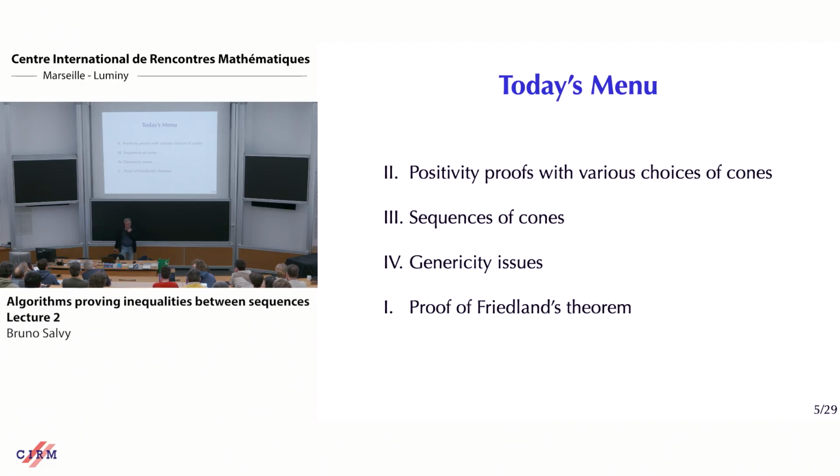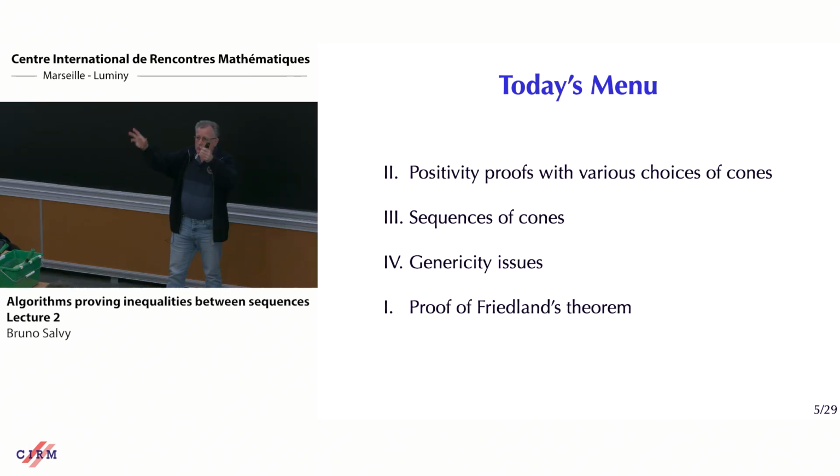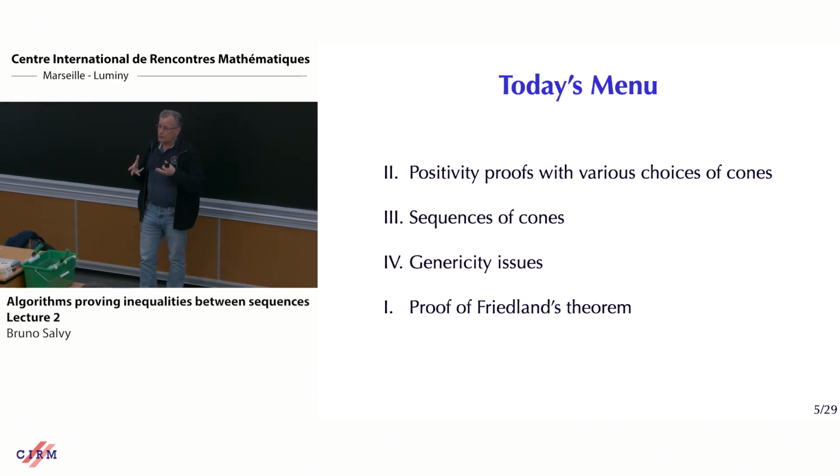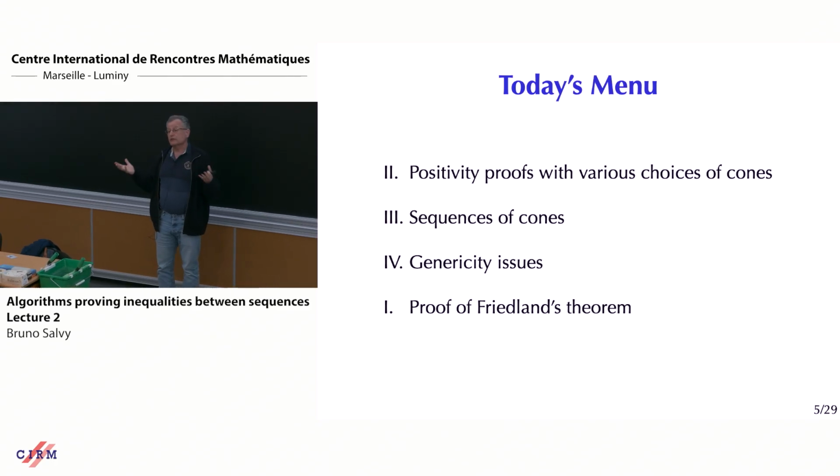So what do we have today? I will first really show you actual proofs of positivity, because so far this has been very theoretical. We've seen cones, but not real proofs. And when you try to do real proofs, you meet real difficulties. So we'll see what we can do, how we can try to be faster and really solve it in practice.